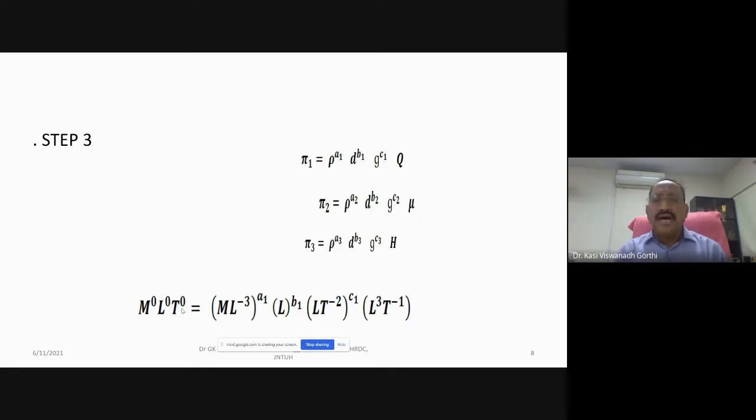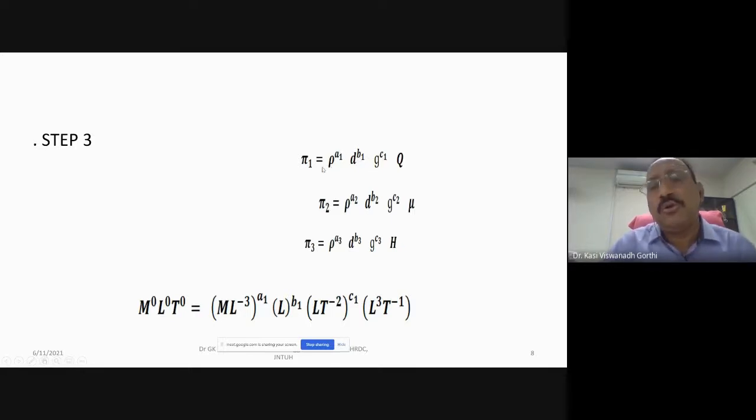So you will be able to solve for the values of a1, b1, c1 because you have 3 equations and 3 unknowns. Similarly for pi 2 also, follow the same procedure. Find the values of a2, b2, c2. Find the values of a3, b3, c3 and substitute those values, because you will get some numericals for a1, b1, c1.